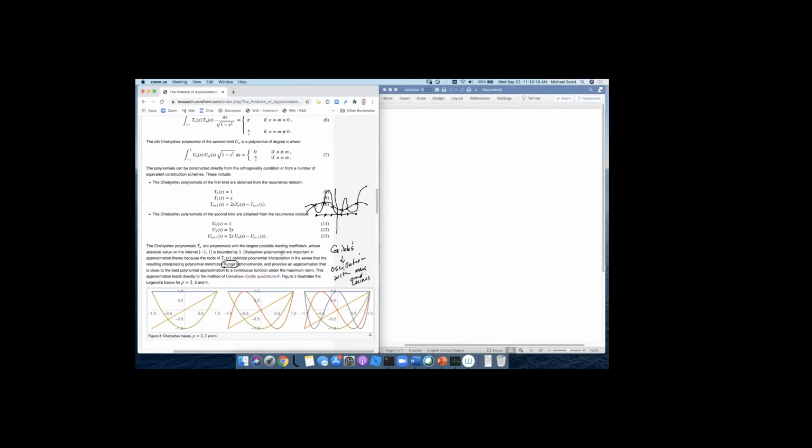Runge's phenomenon is actually specific to polynomial interpolation. The Chebyshev polynomials are, in some sense, optimal: if you pick the sample points to be the locations of the zeros of these polynomials, then you can show that the resulting interpolating polynomial minimizes the oscillation. So it's the closest to the best polynomial approximation. Chebyshev polynomials are valuable because of this property.